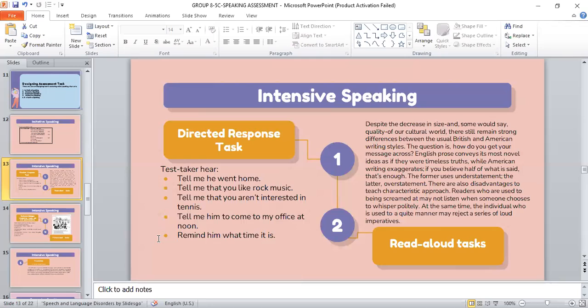And the second one is read aloud task. Reading aloud tasks include reading beyond the sentence level up to a paragraph or two. This technique is easily administered by selecting a passage that incorporates test specs and by recording the test taker's output. And the scoring is relatively easy because all of the test taker's oral production is controlled. Next slide, please.